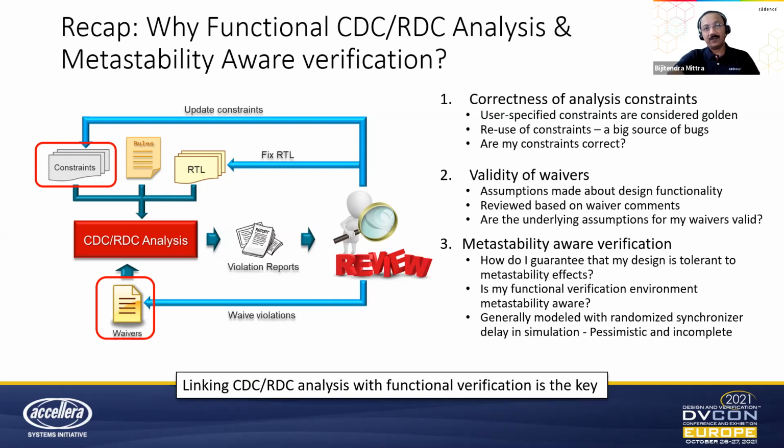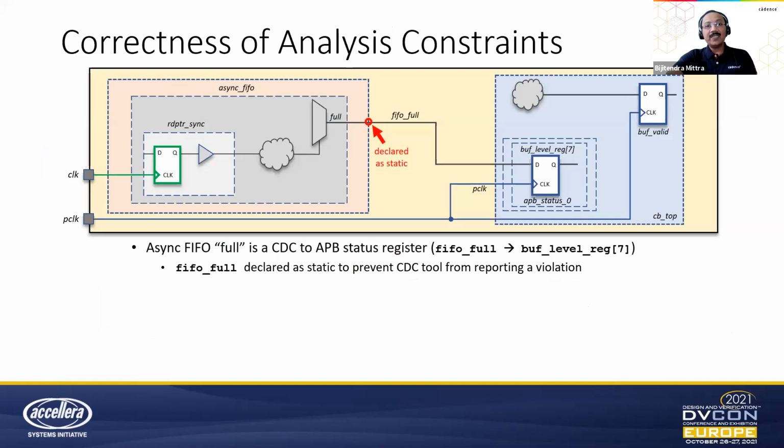Now let's take an example of each one of these and understand why it is important to add these checks to your sign-off process to have a robust sign-off. So this is an example where we have an asynchronous FIFO, and the output of the FIFO goes to a status register in the APB interface. So in the first generation of the device, the user didn't bother to synchronize this path, although it is a CDC crossing between CLK and PCLK domains. He didn't bother to synchronize it because it is going to a status register.